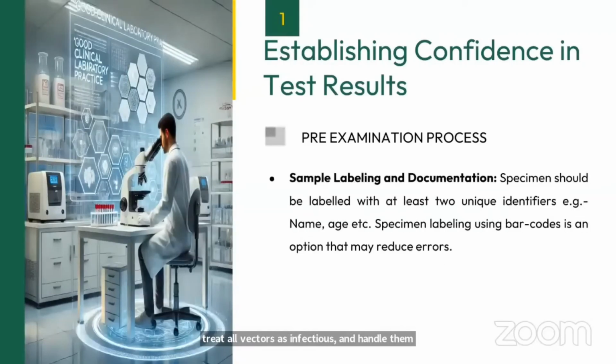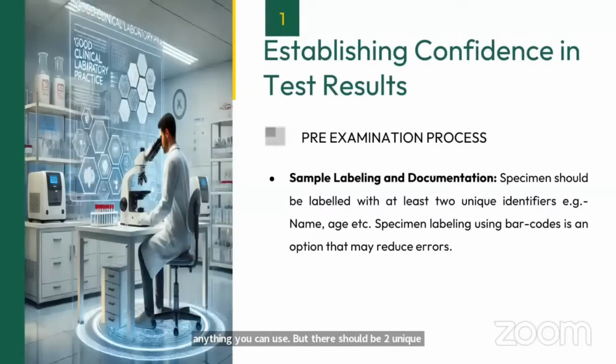Next part is the labeling of the samples and documentation. Specimens should be labeled with at least two unique identifiers. Where do these two unique identifiers come from? Basically, as per the international patient safety guidelines, there should be at least two unique identifiers for a patient, which include unique identification number, name, age, maybe their address, sex, or other details, their phone number, their email ID, anything you can use, but there should be two unique identifiers.